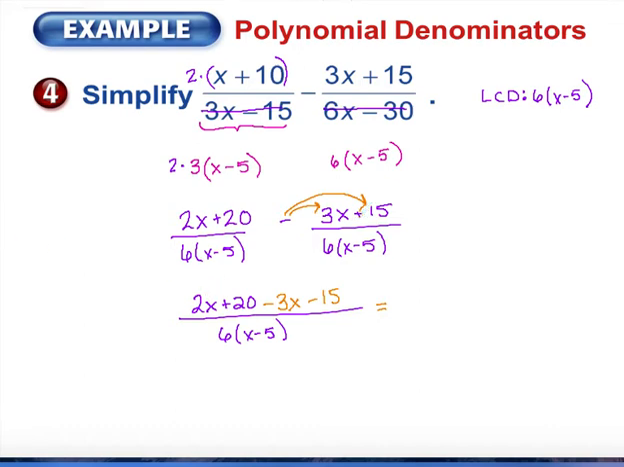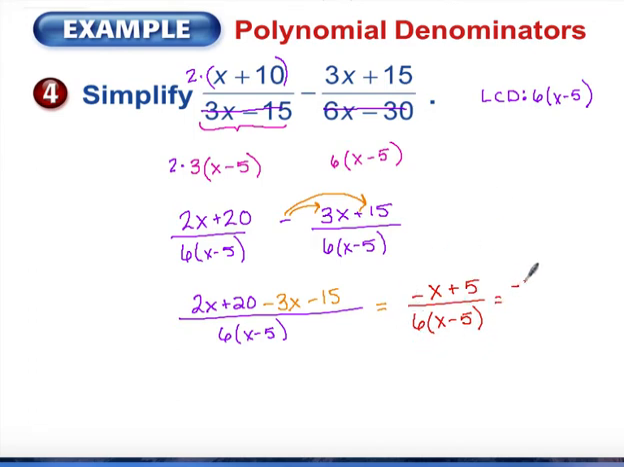So now go ahead and collect those terms up there. So I have 2x minus 3x, which is negative x. I have 20 minus 15, which is positive 5. And in the denominator, I have 6 times the quantity of x minus 5. Well, these almost look similar, so I'm going to see if I can simplify that any more.